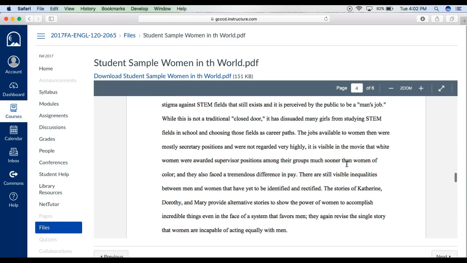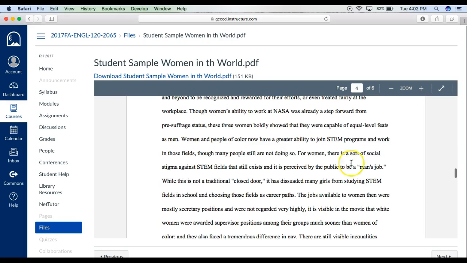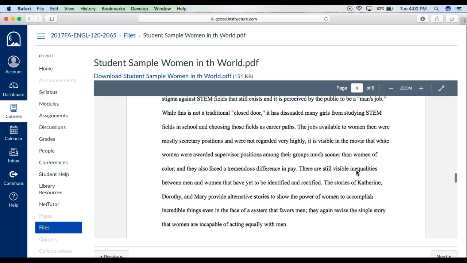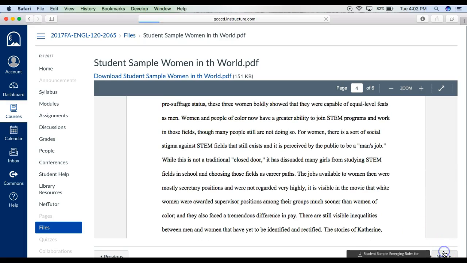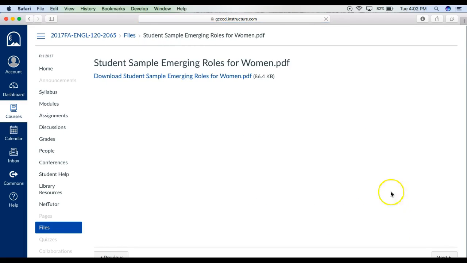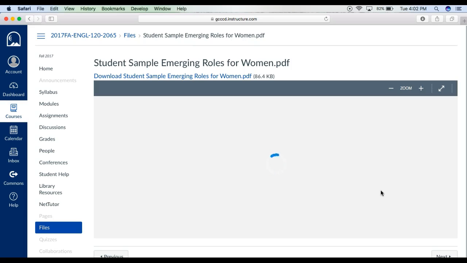This one's about Hidden Figures. Okay, and again, he's bringing back Stanton in every paragraph. So you can read that one. And then the next one, Emerging Roles for Women. Okay, just want to show you briefly here.